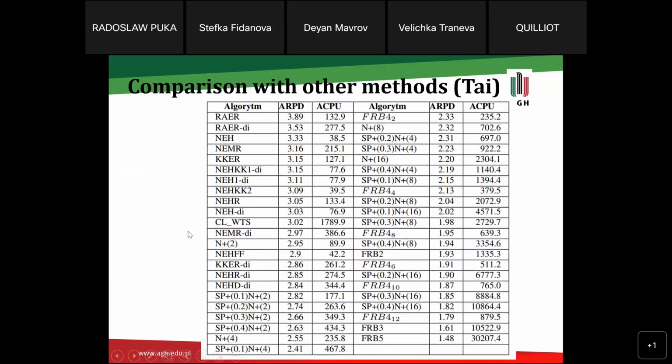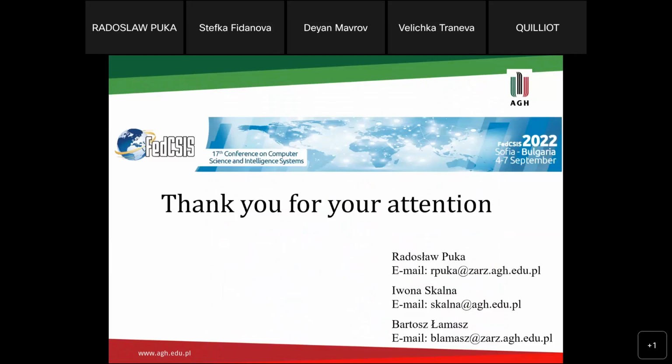And the last slide is the presentation of a comparison with other methods for the Taillard benchmark. As you can see, our solution is very good. The only better one is the FRB algorithm, but this algorithm is non-constructive. It has a destructive phase and a constructive phase again, but our algorithm is only constructive. So it's the best among constructive algorithms, and I think I will end here. Thank you for your attention. Thank you very much for your presentation.